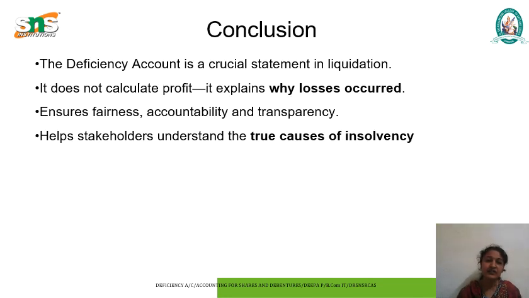Here the deficiency account is a very important statement in the liquidation process. It does not calculate profit, but it clearly explains why losses were incurred over a period of time and how they can be managed or avoided in the future, and it is very useful for the stakeholders, creditors and also the court.